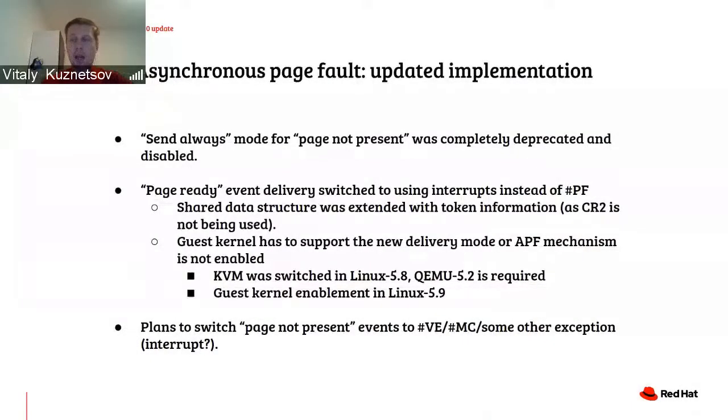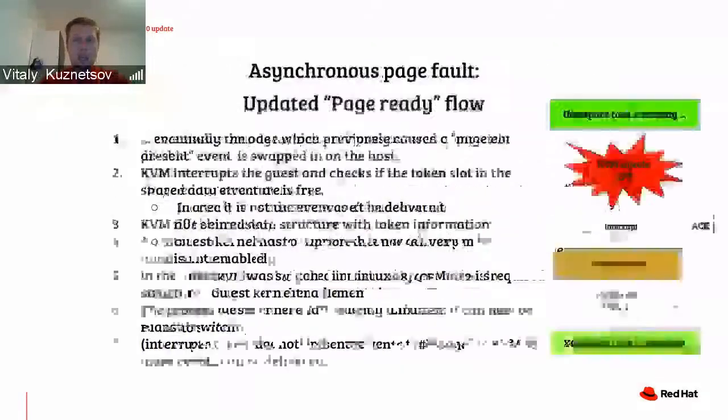We also have plans to do something about page not present events, switch them, for example, to virtualization exception or machine check exception, but there are some disadvantages. Both of them have some disadvantages, like virtualization exception is only available on Intel. There were also ideas to use an interrupt to deliver page not present events, but in this case, we must be sure that it gets high priority and nothing else will get handled before it.